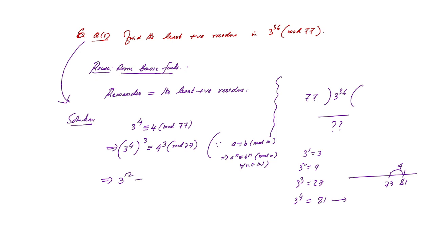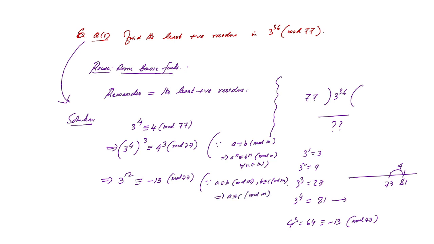3 to the power 12 is congruent to 4 cube. 4 cube is basically 64. 4 cube means 64, so I need 77, mod 77. So I can do minus 13 here, so that we can write minus 13 mod 77. Here we apply: if A is congruent to B mod M and B is congruent to C mod M, then from that we can write A is congruent to C modulo M.